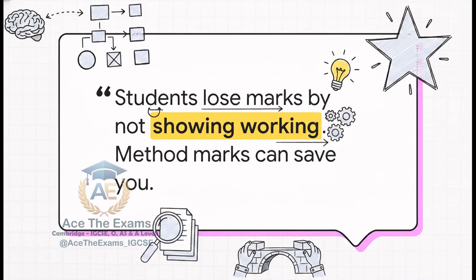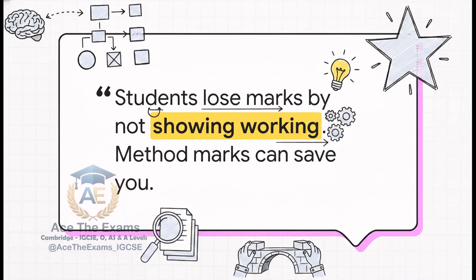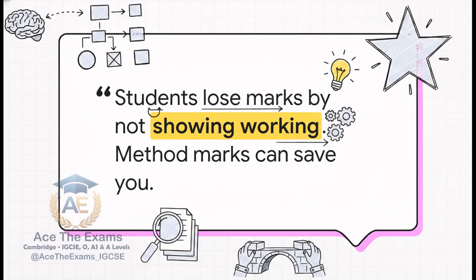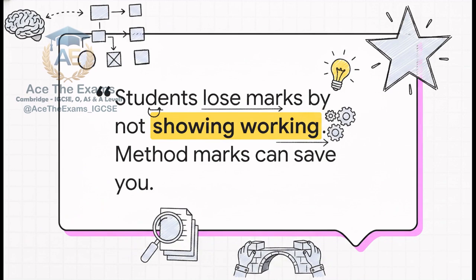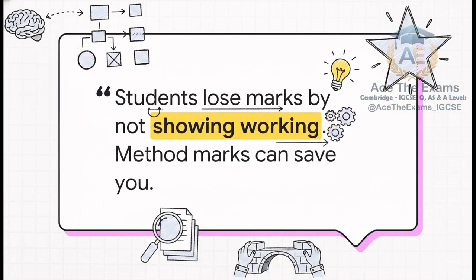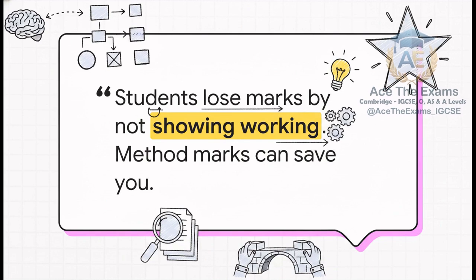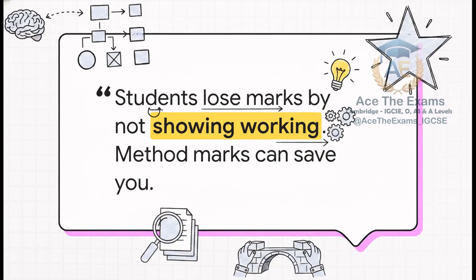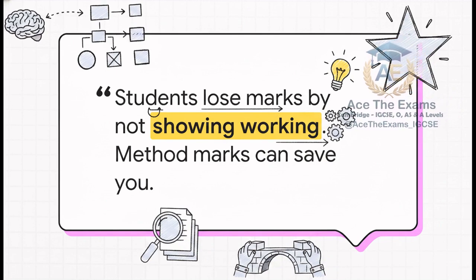This is a direct alert from the examiners. Students throw away marks by not showing their working. Even if your final answer is completely wrong, method marks can totally save you. In IT, we kind of have this habit of thinking that showing your working is only for math equations, but when you are evaluating the pros and cons of system software, your working is your logical deduction. It's explaining the why before you drop the final what. The process itself earns points.